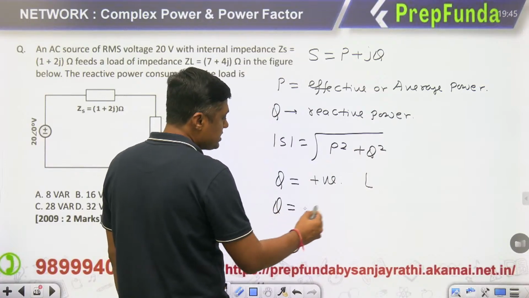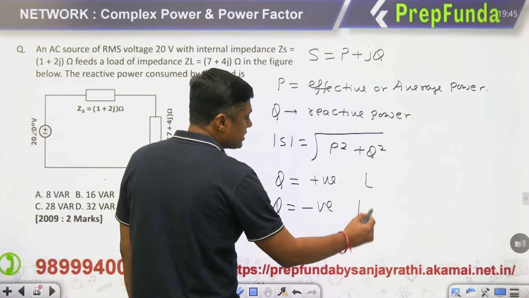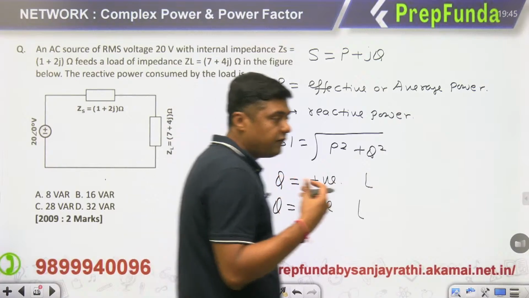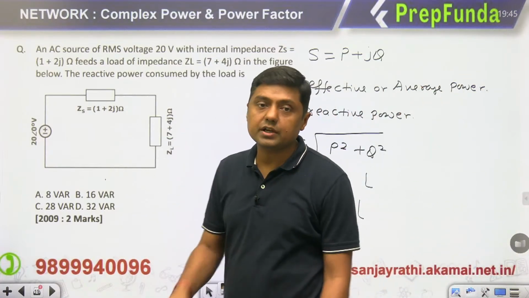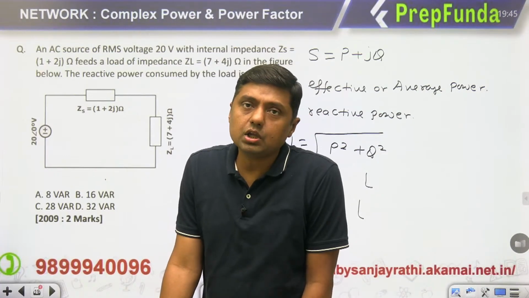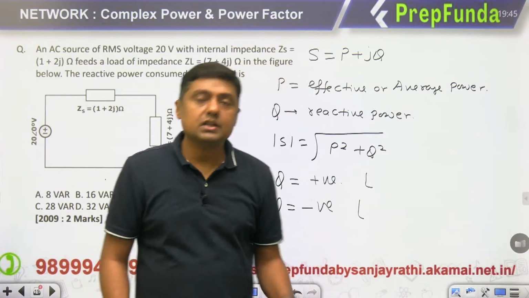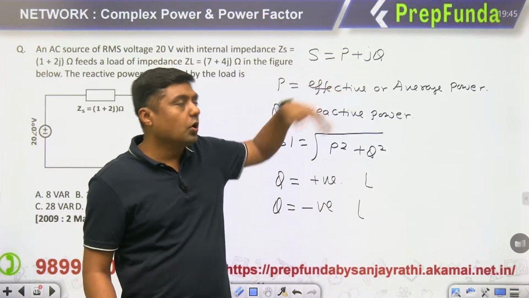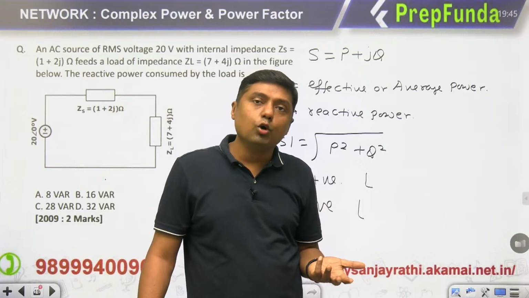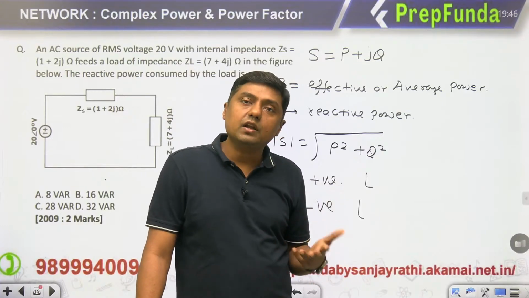If Q is negative, whether the circuit is leading or lagging? If it is lagging, it is an inductive circuit. If it is leading, it is a capacitive circuit. So accordingly we can decide the Q, and we can say whether the power factor is leading or lagging. If Q is positive, what about the power factor, leading or lagging? If Q is negative, what about the power factor?